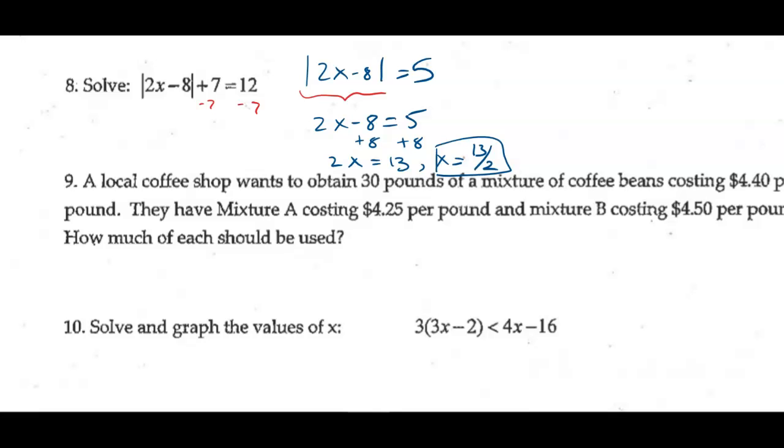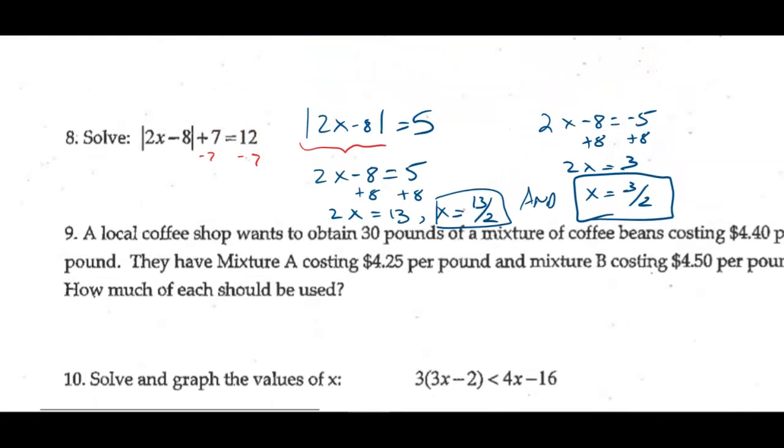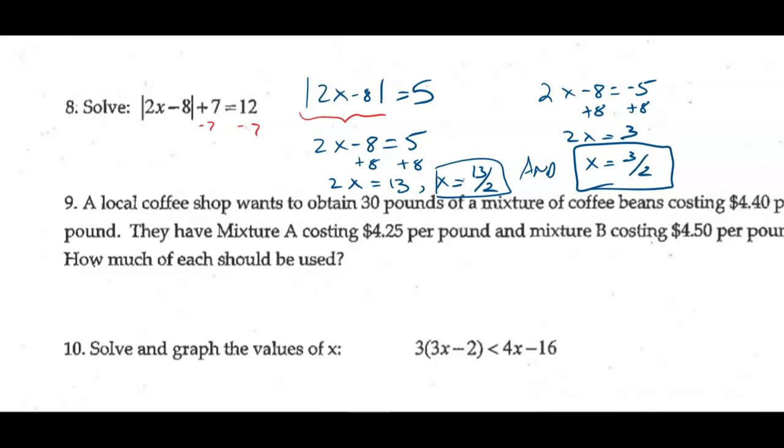But here's the other thing. That 2x minus 8 could also equal -5. So I've got to work that out too. So that means if I plug in 2 times 3 halves, the 2's cancel. 3 minus 8 is -5. Oh, but the absolute value becomes +5. So you have 2 answers for an absolute value equation. The only time you don't have 2 answers is if the absolute value equation is actually equal to 0.